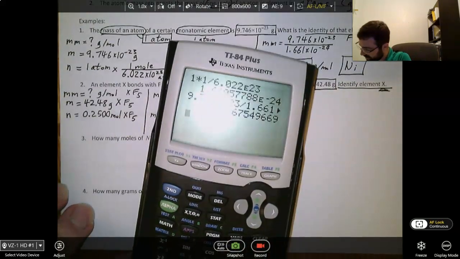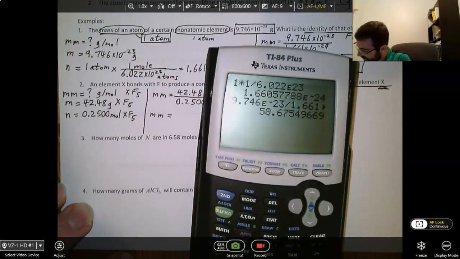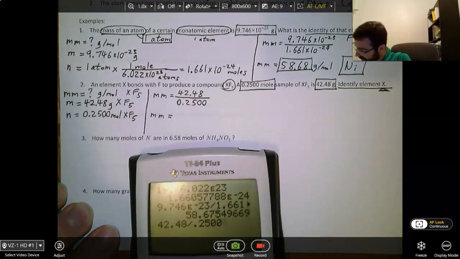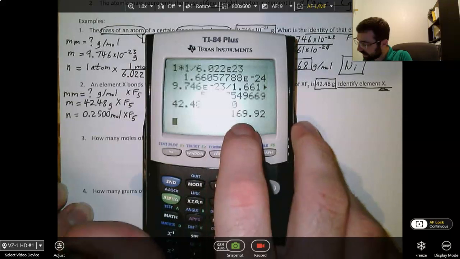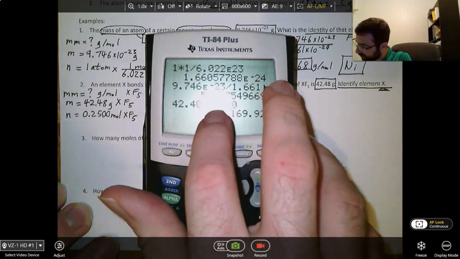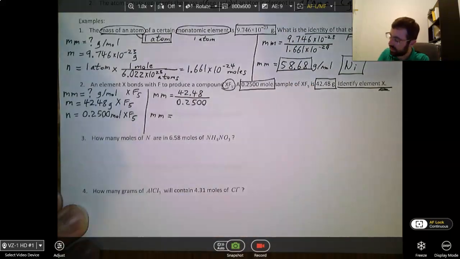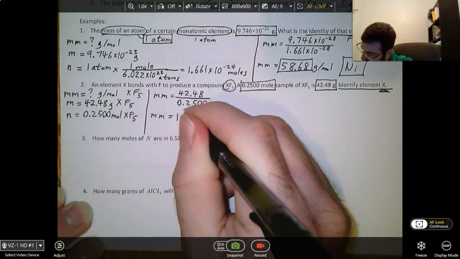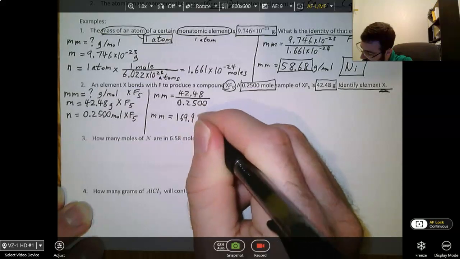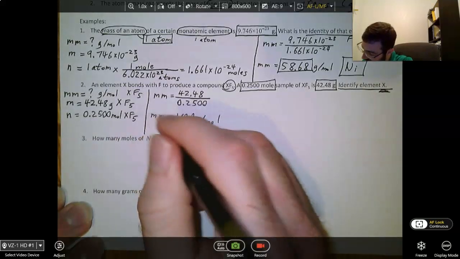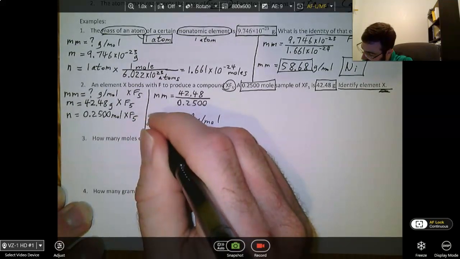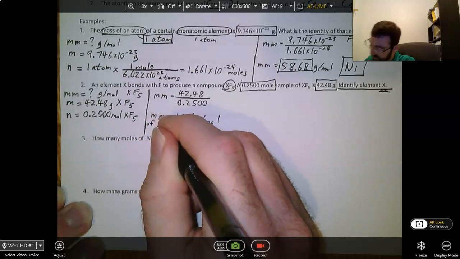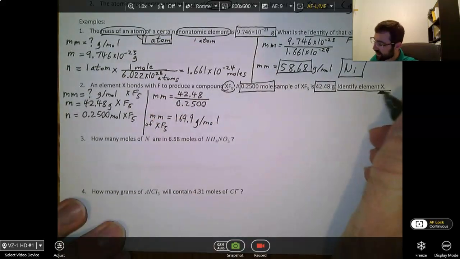Some easier numbers to work with: 42.48 over 0.2500. Okay, 169.92. I'm rounding to 4 sig figs, so 169.9 grams per mole. Remember, that is the molar mass of XF5. I want to know what X is.